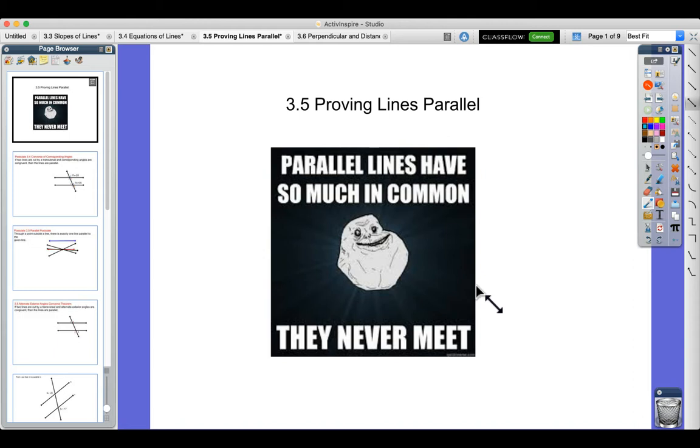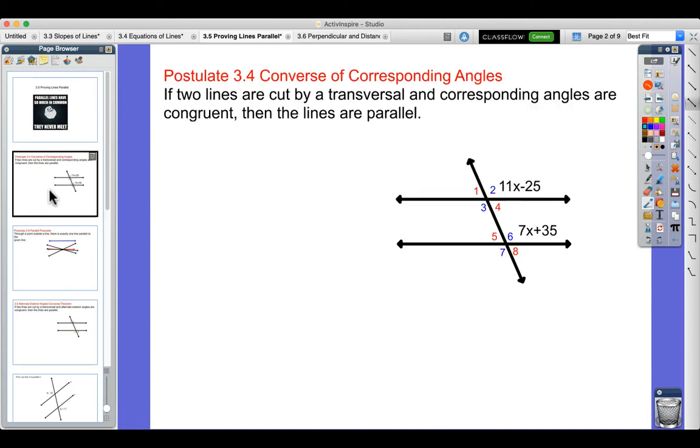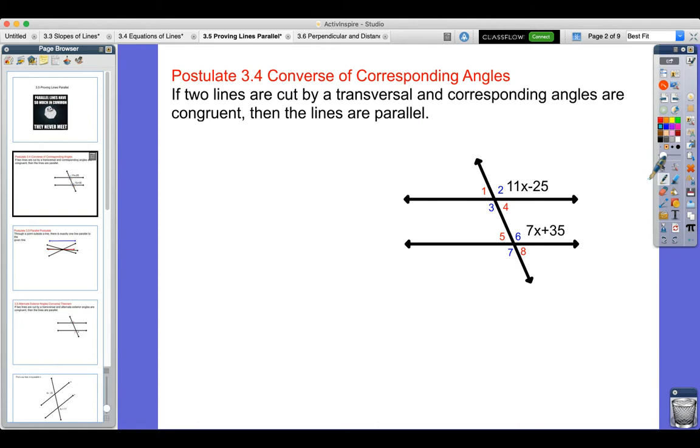So parallel lines have so much in common, but they never meet. As we talked about, I think in 3.2, all these theorems and postulates that are true about angles of parallel lines, we're going to flip it. This whole section, 3.5, is kind of like a converse to 3.2. They always said, if your lines are parallel, then this is true. Before, they would say, if your lines are parallel, then corresponding angles are congruent. So we're doing the opposite.